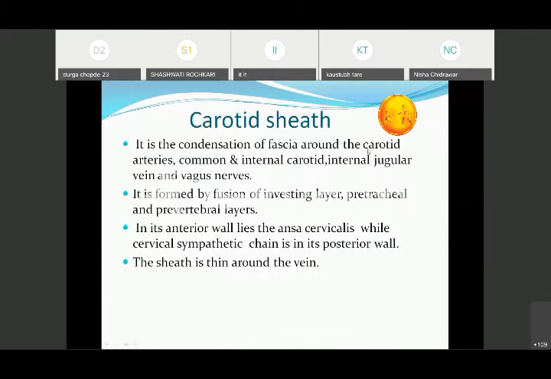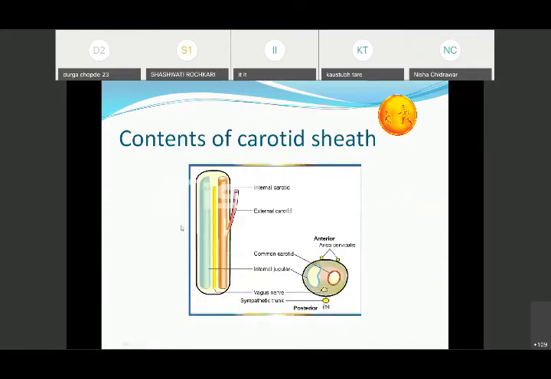The carotid sheath is the condensation of the fascia around the carotid arteries, which contain mainly the common carotid, internal carotid artery, and internal jugular vein with the vagus nerve. So here you can appreciate in this figure, this is the carotid sheath. These are the contents: the internal carotid artery, the vagus nerve, and the internal jugular vein.